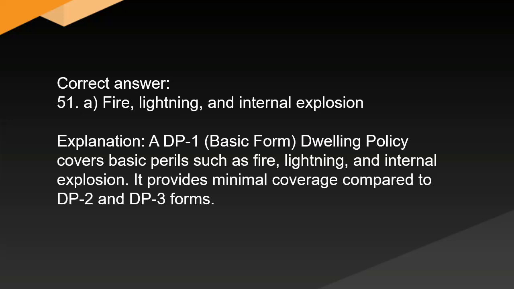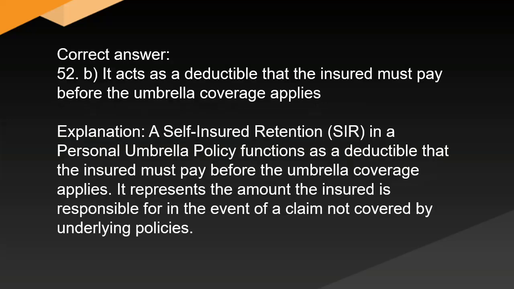Correct answer. A. Fire, lightning, and internal explosion. Explanation. A DP-1 basic form dwelling policy covers basic perils such as fire, lightning, and internal explosion. It provides minimal coverage compared to DP-2 and DP-3 forms.